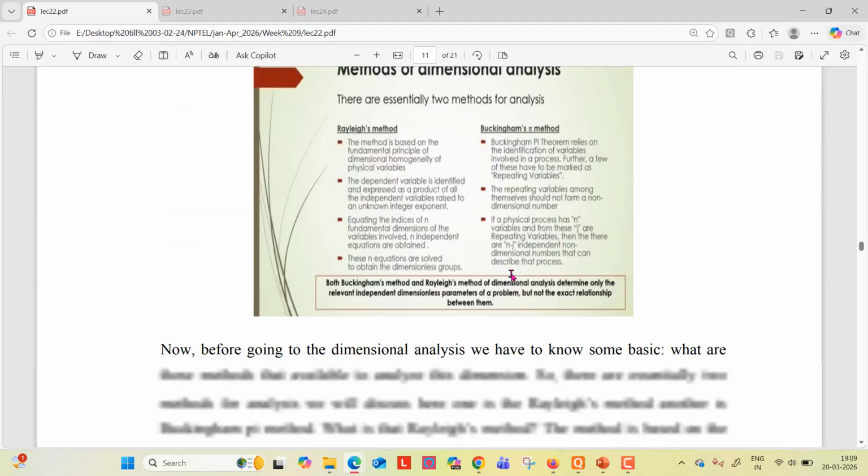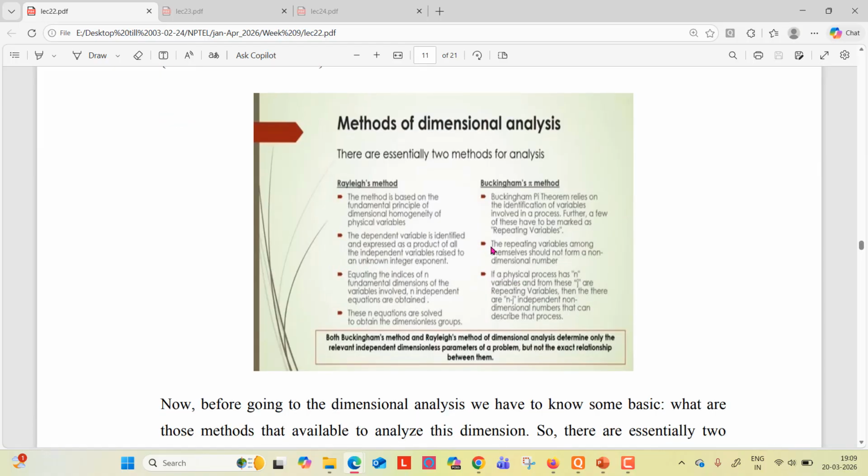So there are two methods. If I read from here, the first one is the Rayleigh method, and the second one is Buckingham's Pi method. The Rayleigh method is based on the fundamental principle of dimensional homogeneity of physical variables. And the Buckingham Pi theorem relies on the identification of variables involved in a process. Further, a few of these have to be marked as repeating variables.